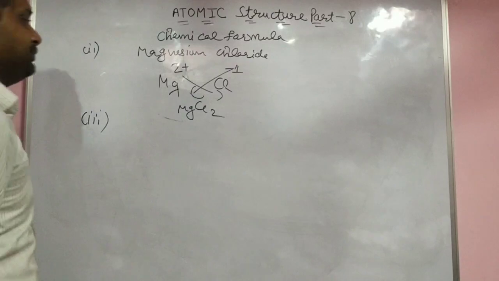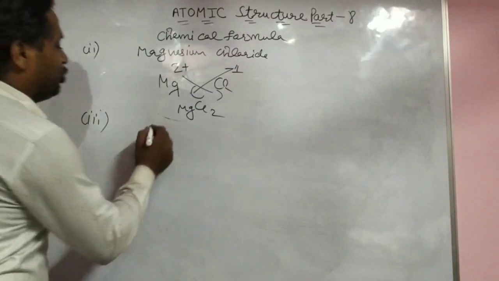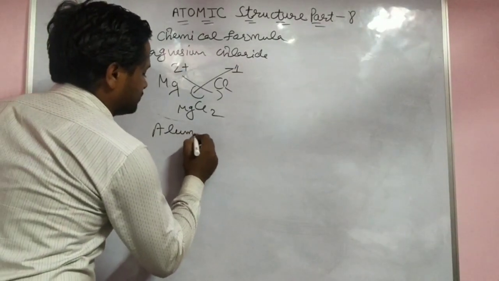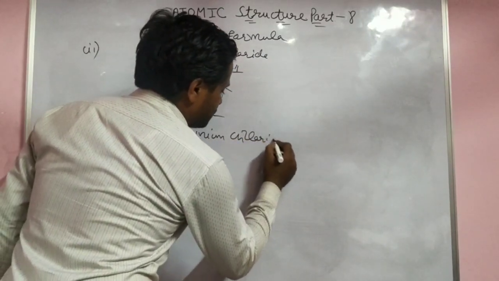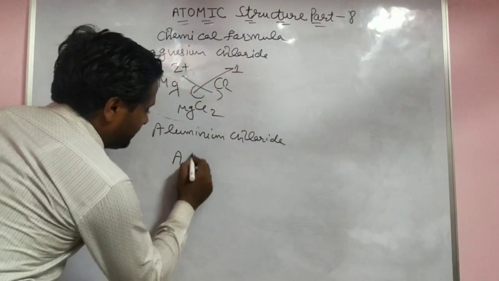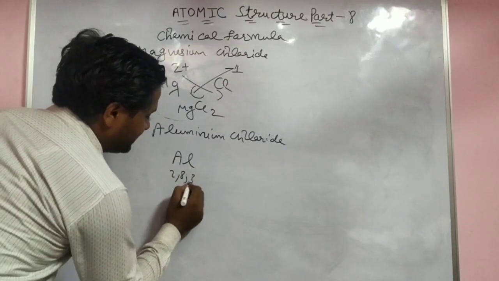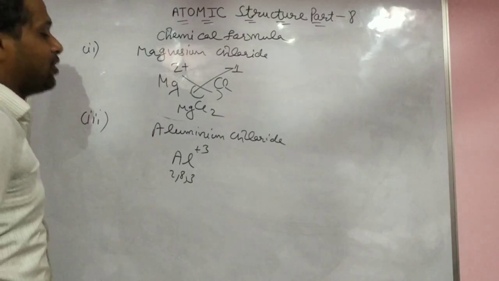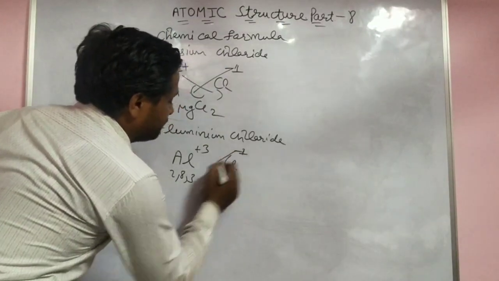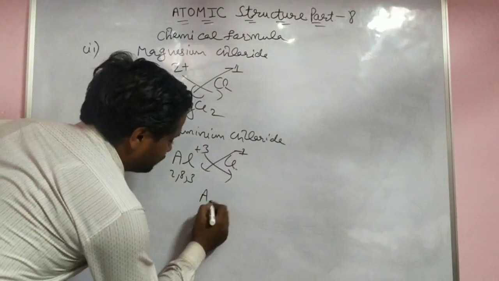Any other chloride? Magnesium chloride, aluminium chloride. Aluminium, you know, is 2, 8, 3. Its valency is plus 3. Why plus? It loses 3 electrons. Chlorine is 1 negative. Yes, very easy.